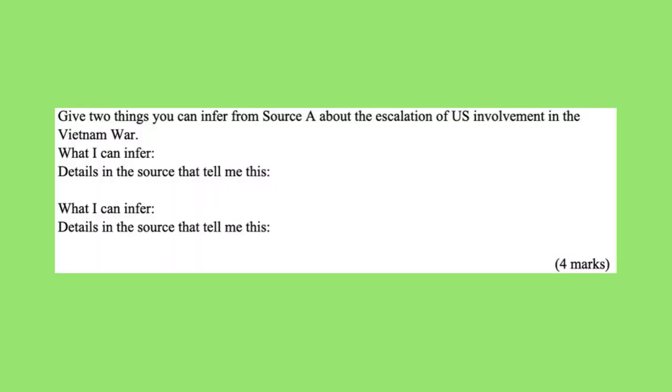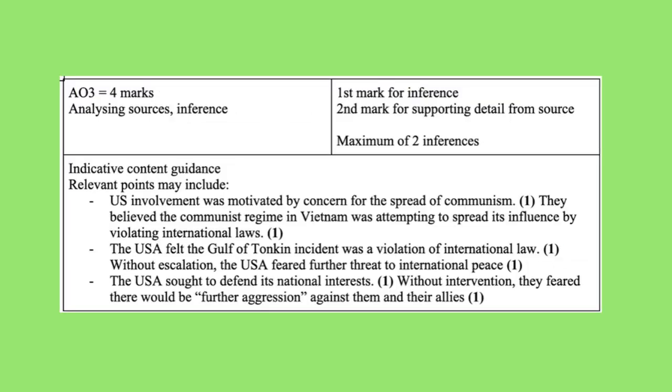Now let's take a look at an example of question 1. This asks us to give 2 things that we can infer from source A about the escalation of US involvement in the Vietnam War. Let's take a look at the mark scheme for this question.